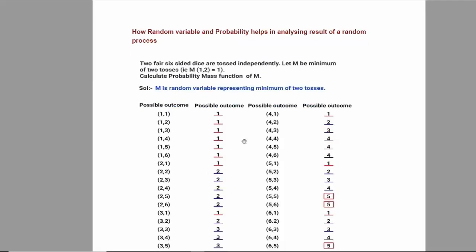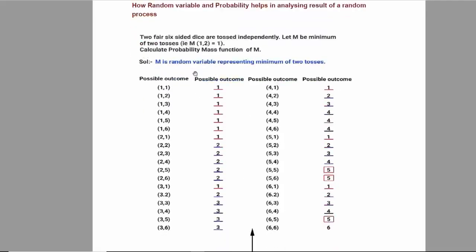So I draw all the possible outcomes, and here is the value of m. Sorry, I have written possible outcome. Please replace it with the value of m. It means when you throw two dice independently, there are 36 cases, and you see what the minimum of the two is that comes when you toss them.